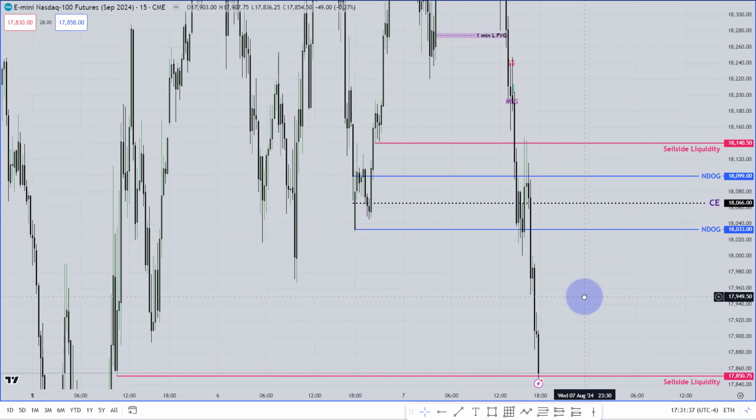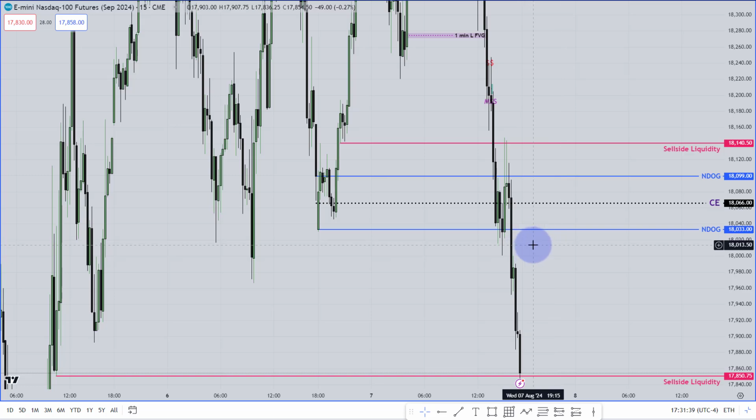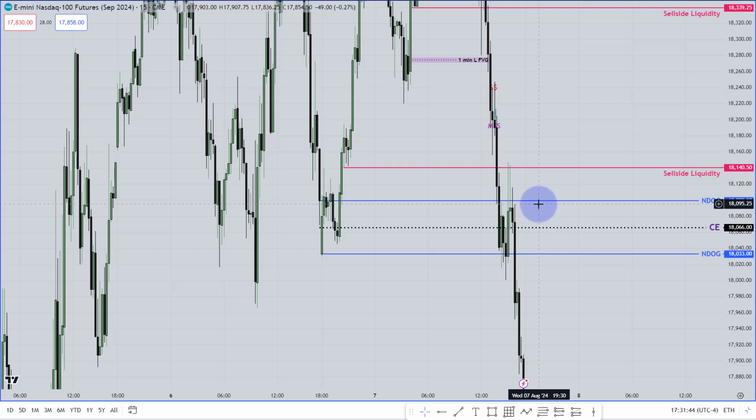So I'm going to repeat this one more time. On Wednesday and Thursday, you will need the 15-minute chart only whenever market will be in a last fair value gap or new week opening gap or the new day opening gap. Otherwise, you don't need the 15-minute chart.